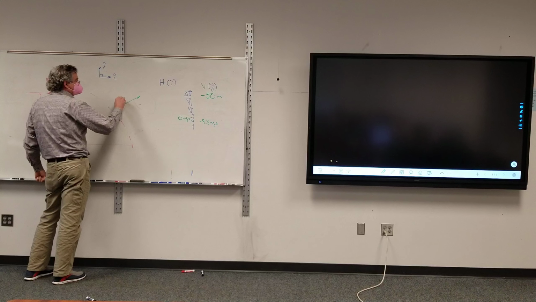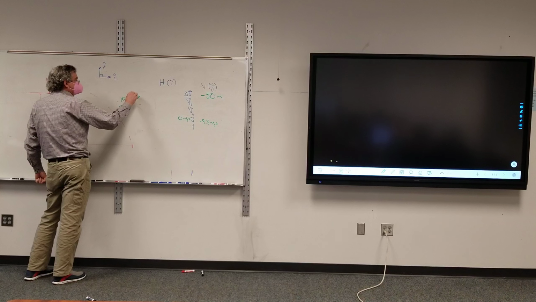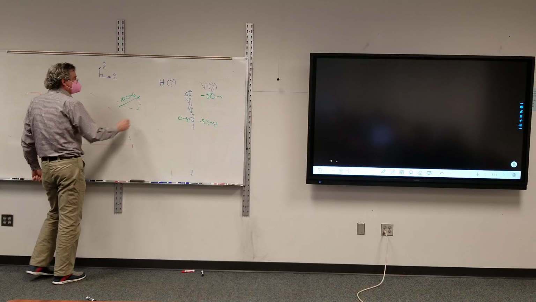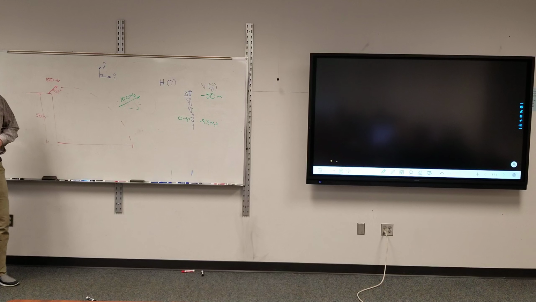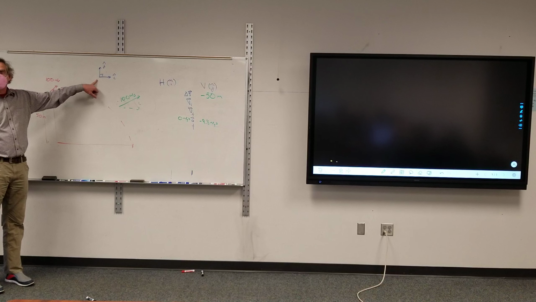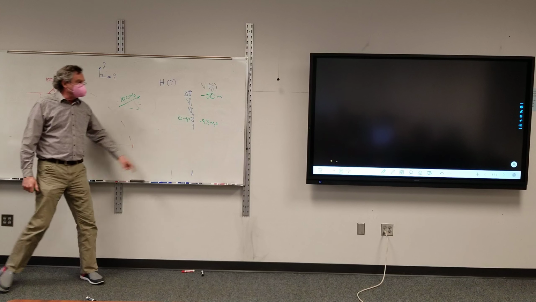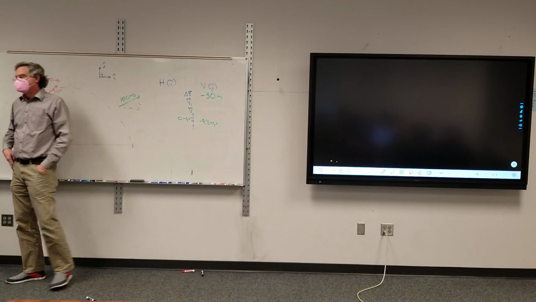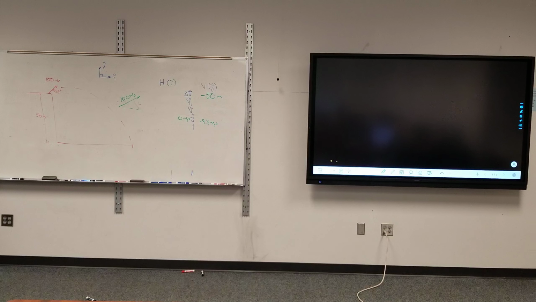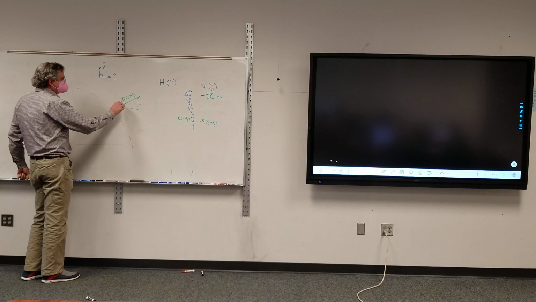I'm breaking 100 up into horizontal and vertical. And I'm breaking it into horizontal and vertical because our coordinate system is horizontal and vertical, and that's because my acceleration is vertical. This is 37 degrees.